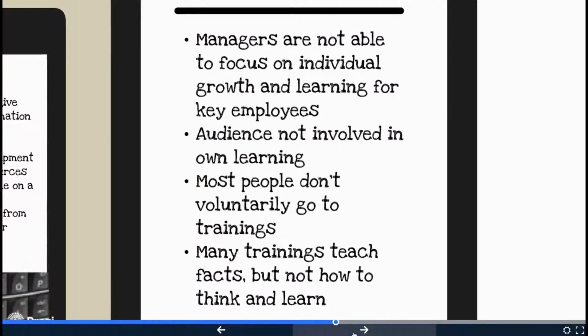Some more issues are managers are not able to focus on individual growth and learning for key employees. The audience is not involved in their own learning, which just-in-time really puts a base on experiential learning. Most people don't voluntarily go to trainings, and many trainings teach facts but not how to think, learn, and apply those facts.